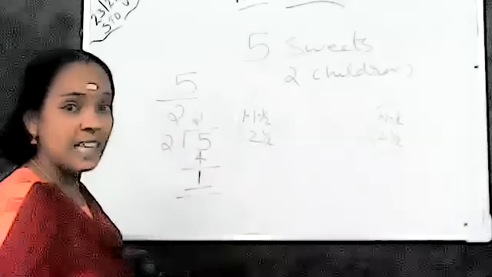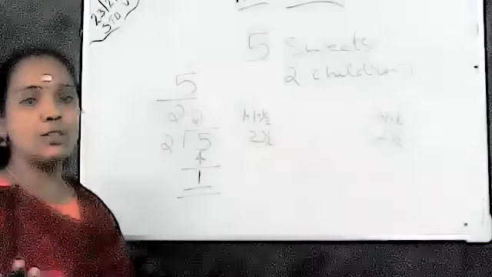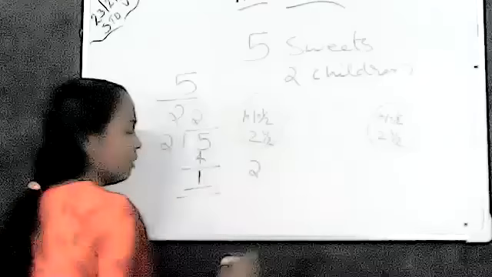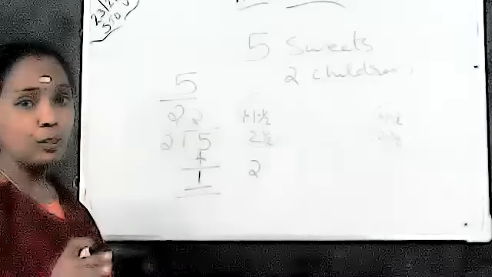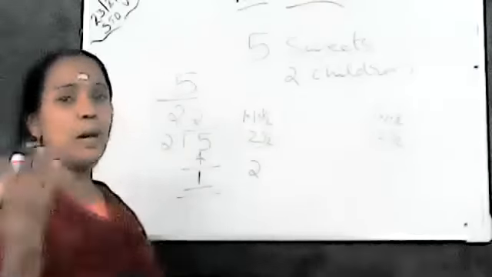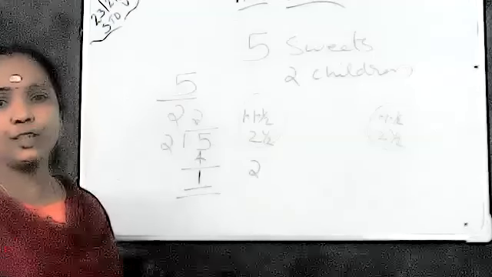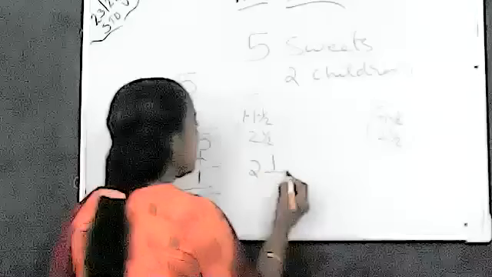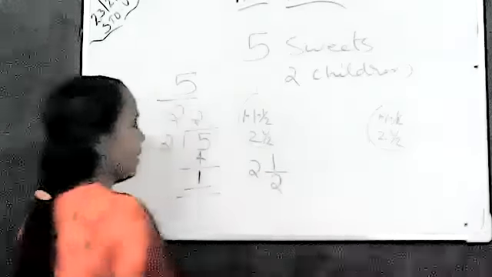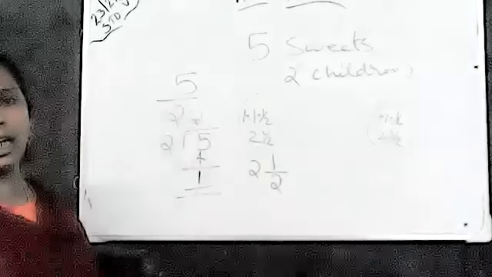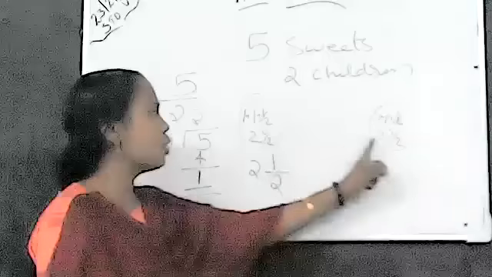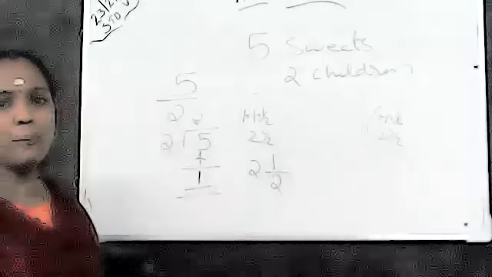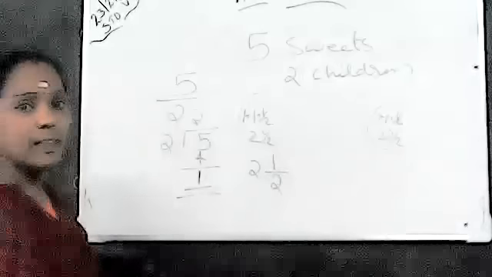How do we change it into a mixed fraction? What is the rule? The quotient changes into the number part. The remainder becomes the numerator with the same denominator. What is the answer? 2 and a half. Understood? One mixed fraction. Again, change it.